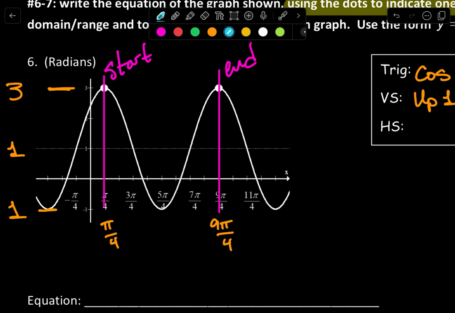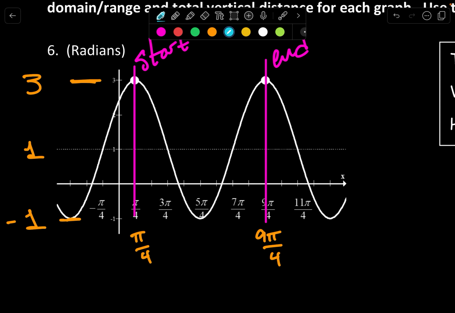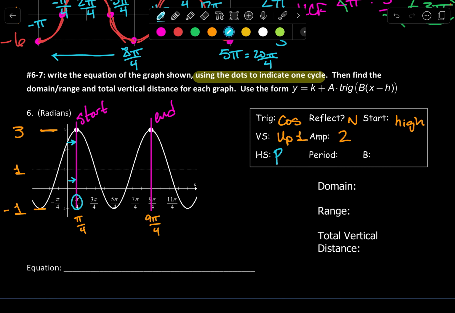Horizontal shift comes from my starting point. Normally this graph would start on 0, but it's been shifted to the right, and it's been shifted by an amount of pi over 4. So it's been moved right pi over 4.